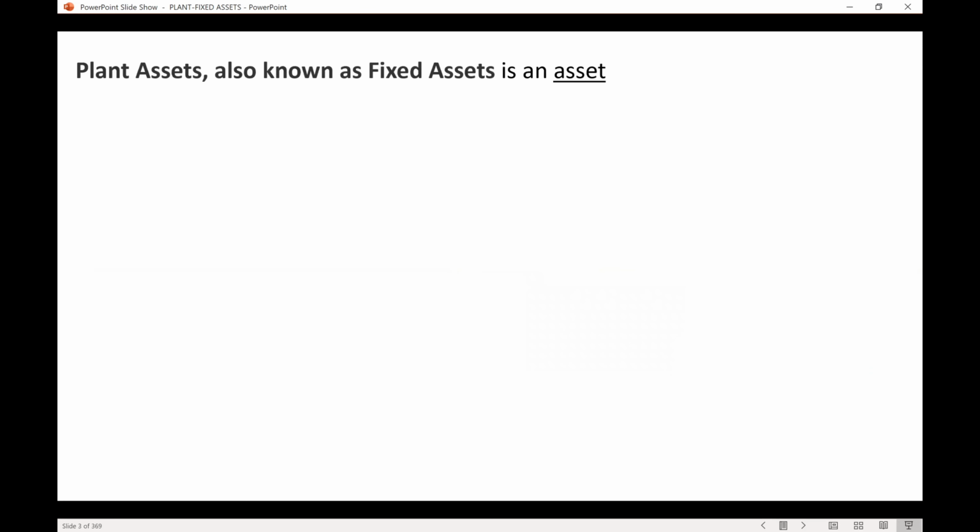Plant assets, another name for it is fixed assets. We can recall fixed assets when we were doing our balance sheet. And for obvious reasons, it's an asset, right? From our accounting equation, we remember that assets equal liabilities plus owner's equity. And we said that assets are the economic resources owned by a business.